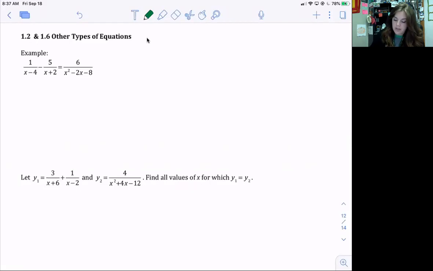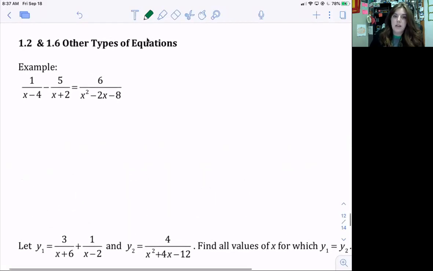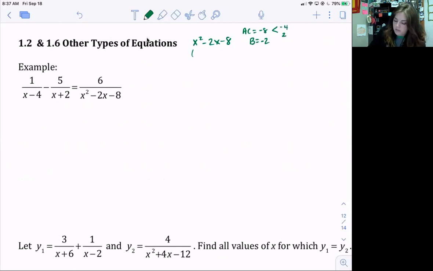We can't factor x minus 4, can't factor x plus 2, but x squared minus 2x minus 8, that can factor. So a times c would be negative 8, and our factors of negative 8 that add to negative 2 are negative 4 and 2. Since a equals 1, our factored form would be x minus 4 times x plus 2. So I'm just going to cross this out and fill that in.